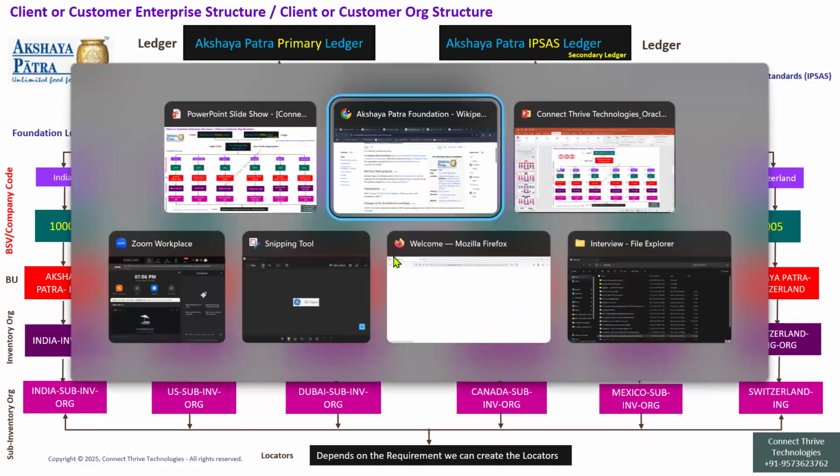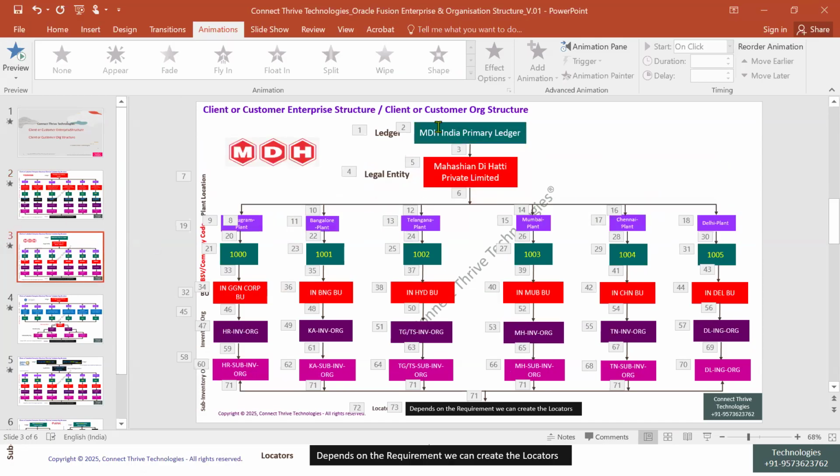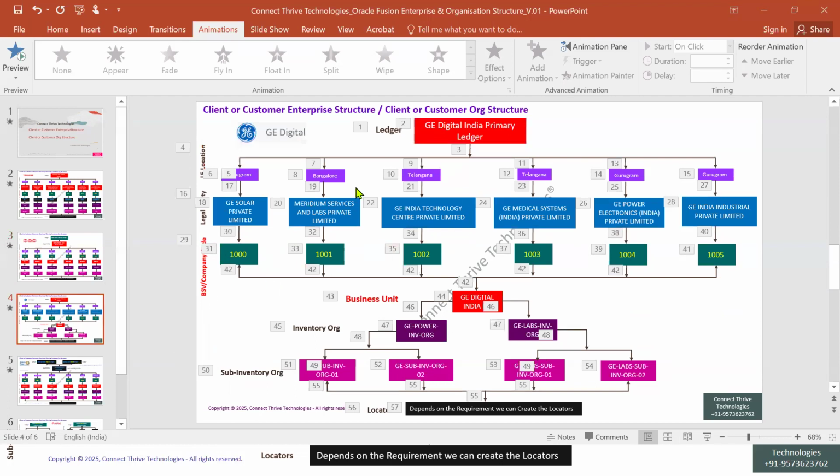Okay. So if we check for other customers, these guys have one primary ledger, multiple legal entities, multiple BUs within the country. So here we have one primary ledger for the MDH case, one legal entity, and we have different operations in multiple states, multiple BUs, multiple inventory. Next Digital case is also the same. They have one primary ledger, multiple legal entities, but one BU.